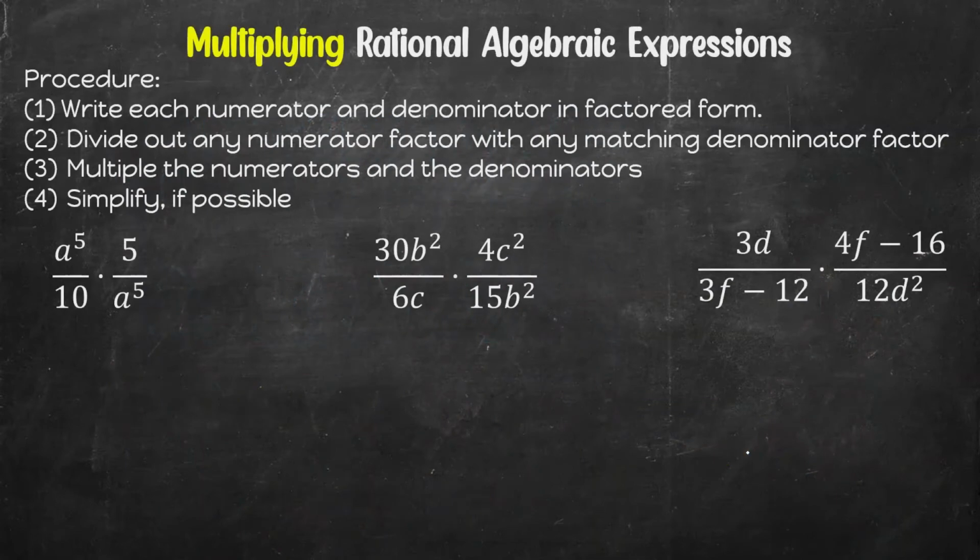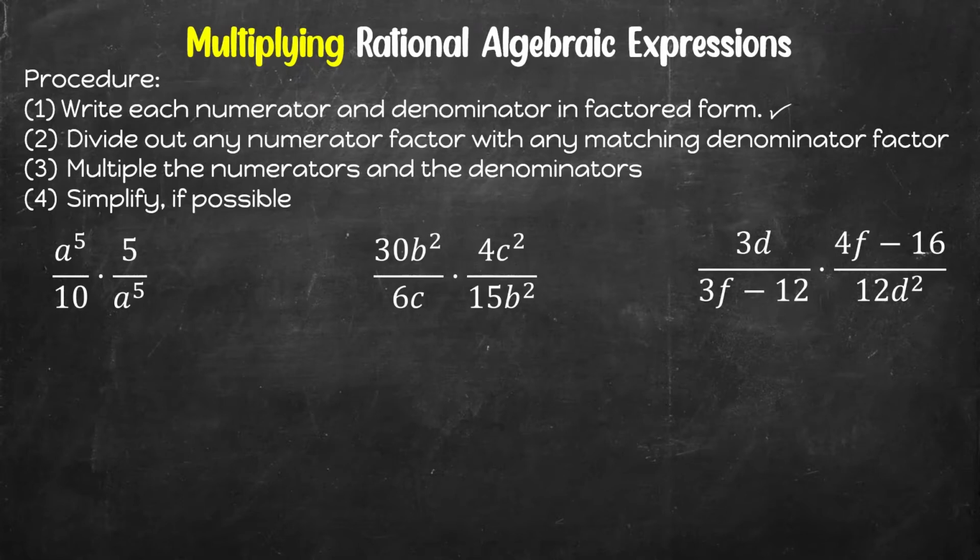Okay, let's get started. So, paano ba tayo nagmumultiply or divide? Let's start with the multiplication of rational algebraic expression. Paano tayo nagmumultiply ng rational algebraic expression? We have 4 steps. The first one, we need to write each numerator and denominator in factored form. Pangalawa, we are going to divide out any numerator factor with any matching denominator factor. Ito yung tinatawag nating cancellation.